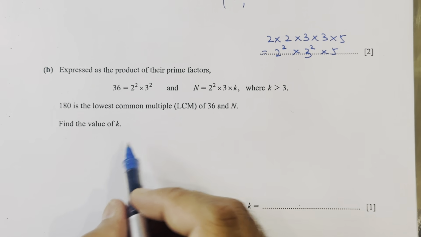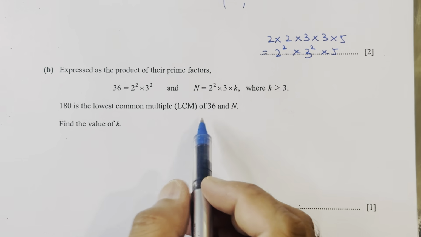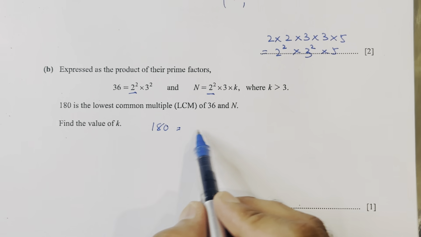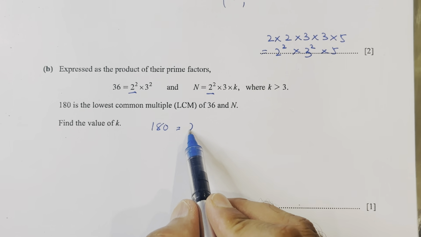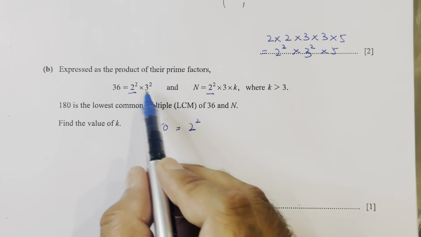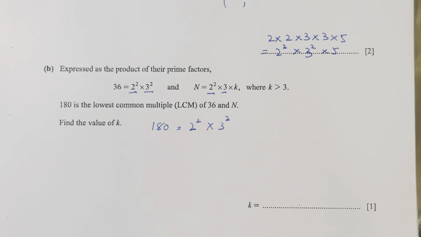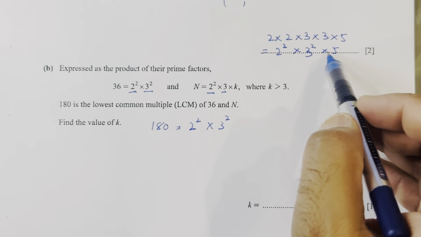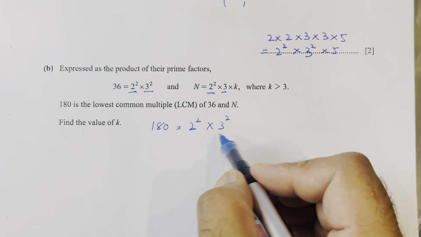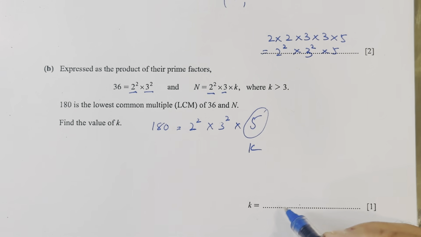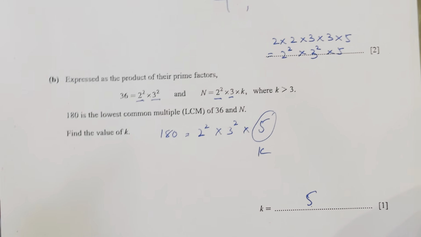for the case of LCM, we write the maximum value. So 2 raised to power 2, 2 raised to power 2, 180 is the LCM, so it would be 2 raised to power 2, highest power, and 3 raised to power 2, so the highest power we're gonna take, that is 3 raised to power 2. And the only thing missing over here from 180 is 5, so the value of k would be 5. So the answer is 5. This was the simple question of LCM and HCF. Now we're gonna move to question number 10.